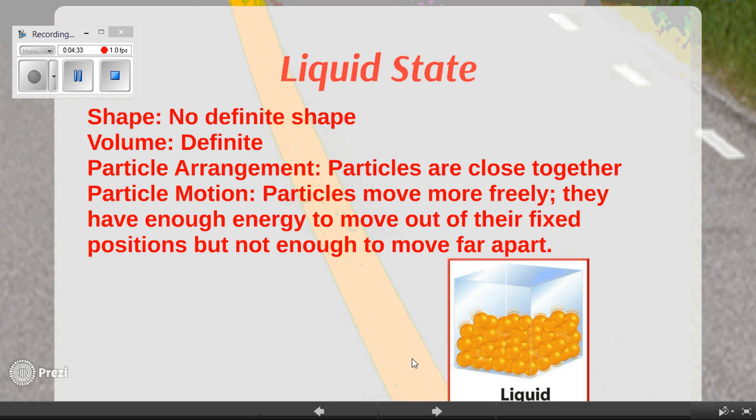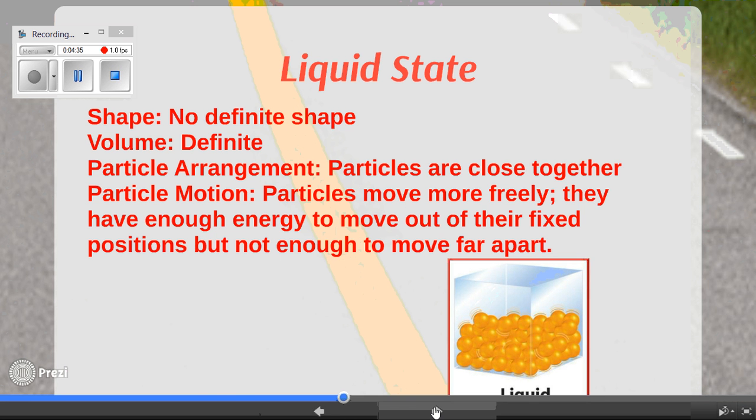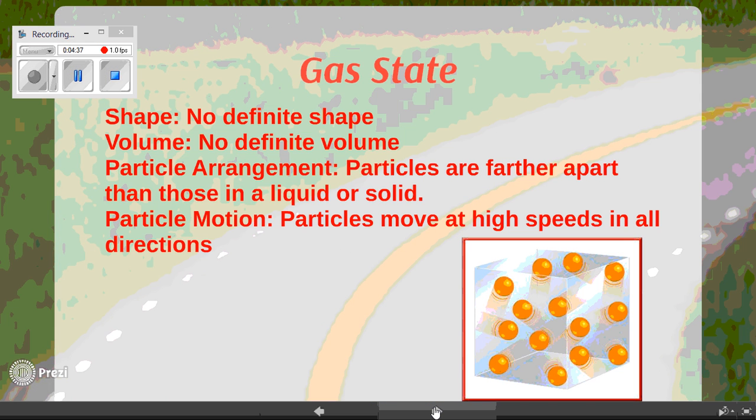All right, let's take a look at the gas state. Gas state: no definite shape, no definite volume. Gases, their particles are bouncing around all over the place. So they will of course take the shape of whatever container you put them in, and they'll have the volume of whatever container you put them in. There's no definite volume and no definite shape for gases.